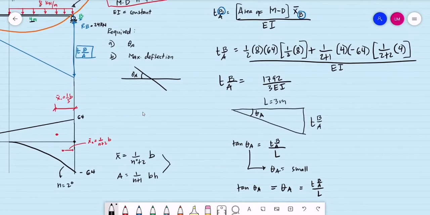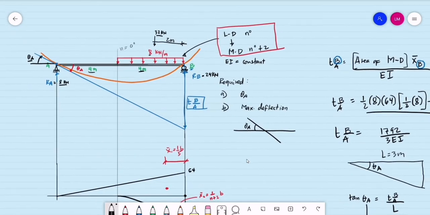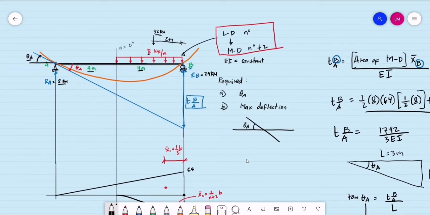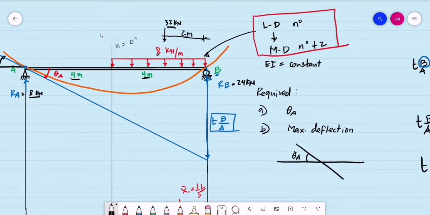For the second requirement, how do we compute for the maximum deflection? First thing to do, we assume the location of the maximum deflection. For this case, as you can see, our load is on the right half of the beam. So I'll be assuming that the maximum deflection is more likely after 4 meters from point A. More likely the maximum deflection is here. Let's say this is the Y max.